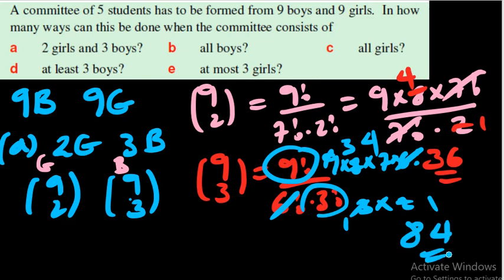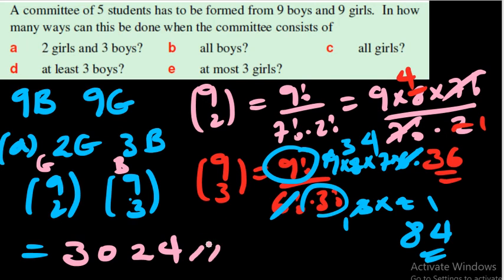84 will have. Therefore, the total number of selections, we will multiply the 2, is going to be 3024. So it's a big number actually, but this is the number of ways of selection from 9 boys and 9 girls. In how many ways can we choose 2 girls and 3 boys, forming a 5-member committee? It is 3024 different ways.